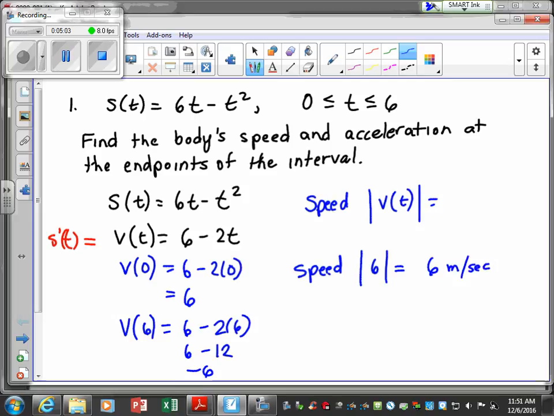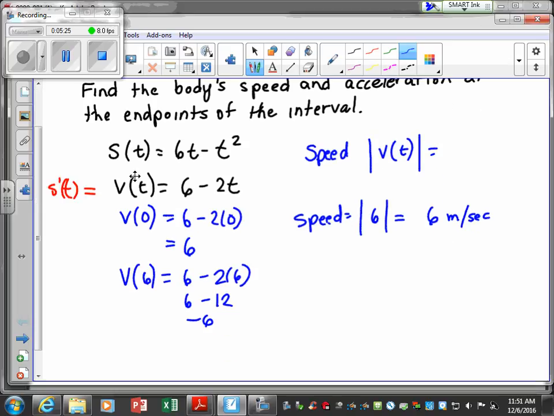Okay, what about here? It's going to be the same thing, right? So our speed is the same. We have velocity at endpoint 0 is 6, velocity at endpoint 6 is negative 6. The speed in this case is going to be 6 meters per second. What's the other thing they asked us for?